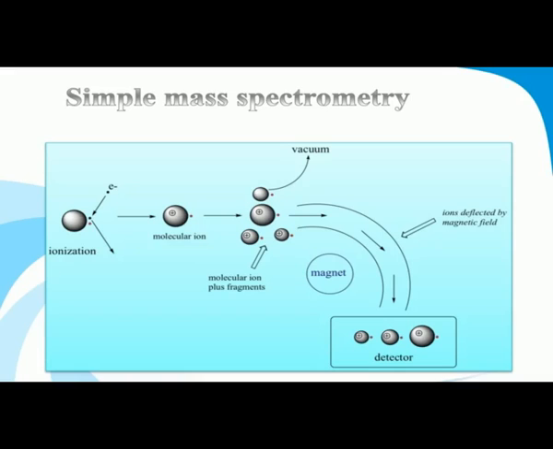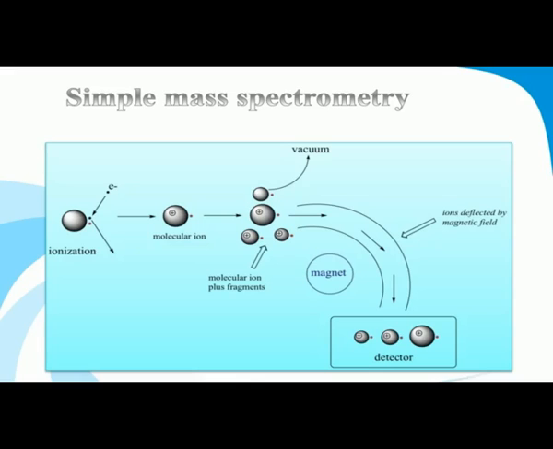What happens here? When our atom is bombarded with an electron, during the bombardment one electron gets knocked out of our atom, and the atom gets a positive charge. That positively charged ion is called a radical cation or a molecular ion. So where does the electron come from? In our source we have an electron gun, and from that the electrons are bombarded on our atom.